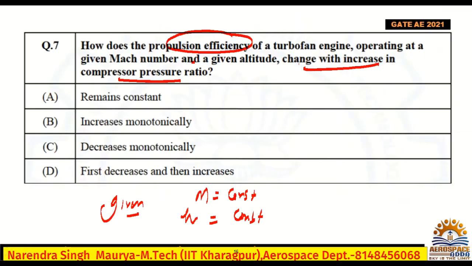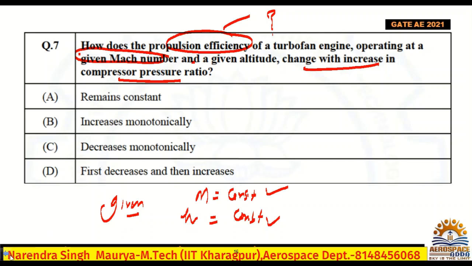They are saying, change with increase in compressor pressure ratio. So they are saying Mach number is constant. See, for a given Mach number that is constant. Here I have written already. Altitude is constant, so no pressure and temperature is changing. Okay. Now they are asking about propulsive efficiency. This part they are asking, and they are saying we are changing the compressor pressure ratio.